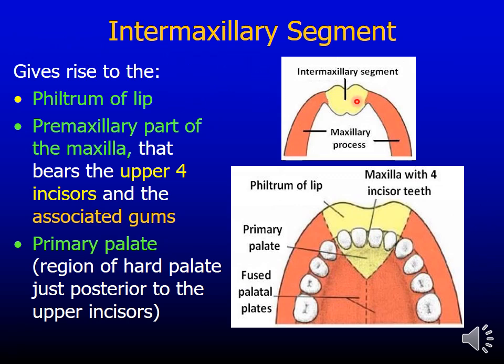This structure, the intermaxillary segment, gives certain derivatives, which are the philtrum of the lip, and the premaxillary part of the maxilla that bears the four incisors and associated gums, and the primary palate. So these are the parts of the intermaxillary segment.